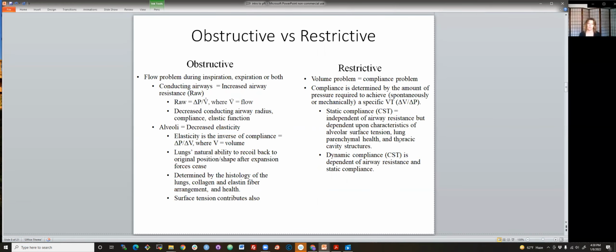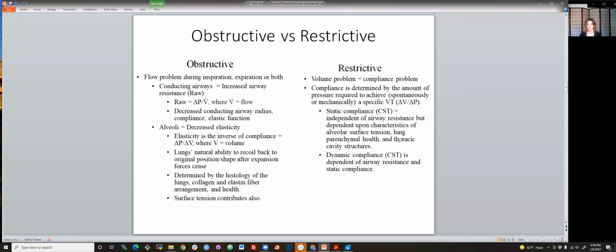So what is obstructive and what is restrictive? What do these words mean? Well, when we talk about an obstructive disorder, we're talking about a disorder that is basically showing us there's a flow problem. Something is impeding flow in and out of the lungs, either during inspiration, during expiration, or both. And this flow problem can occur at the conducting airway level or the alveolar level.